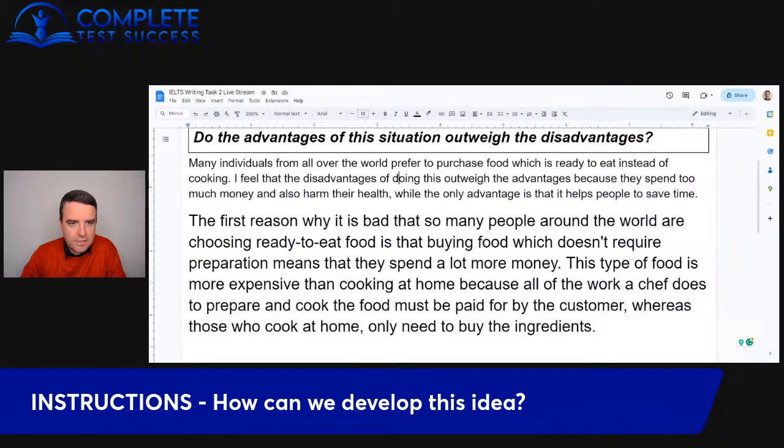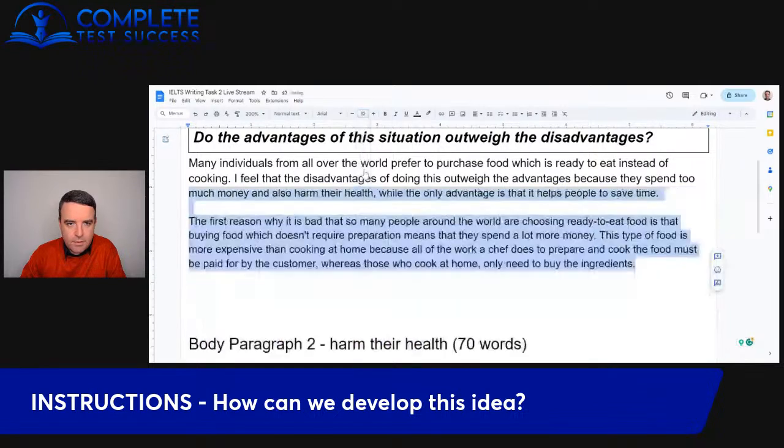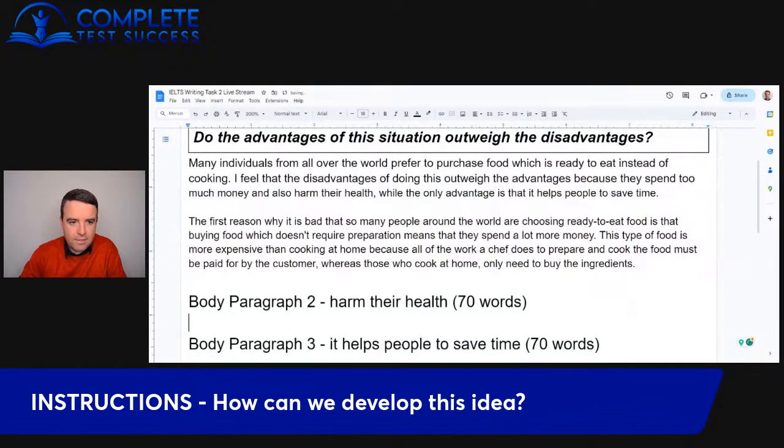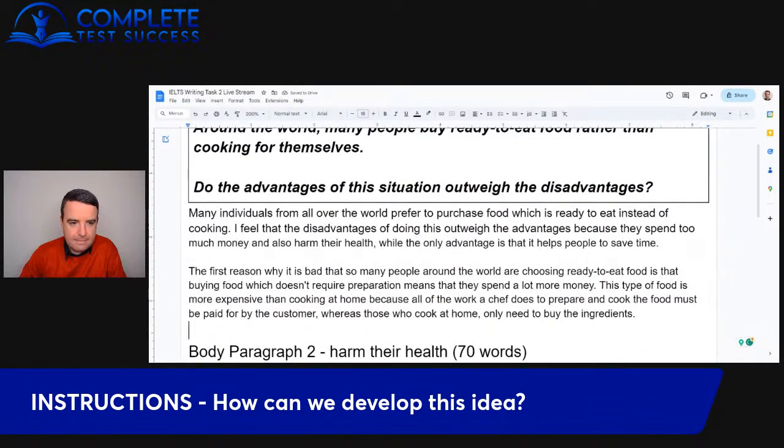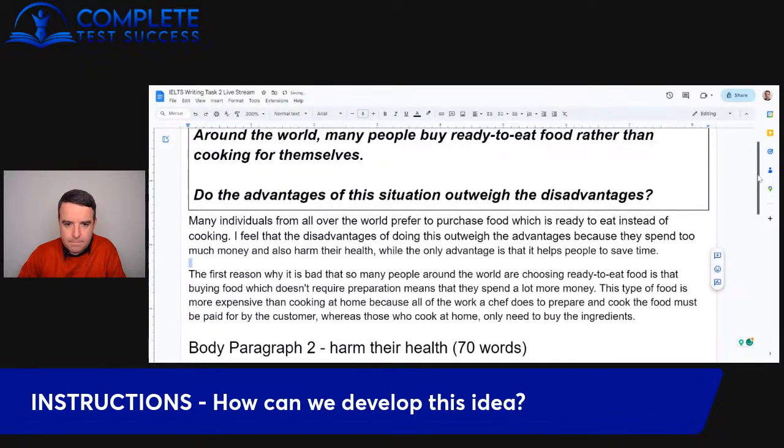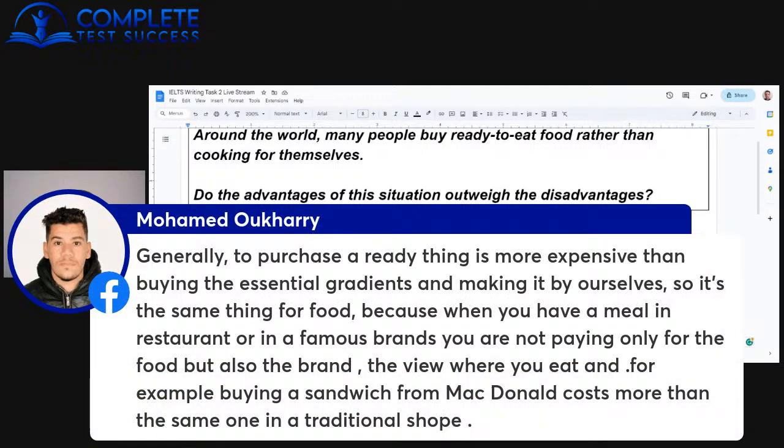And that, of course, brings us to the next body paragraph where we need to write about how this type of food is harmful for their health. Okay, so that then is the next task. Can you tell me how are we going to develop this paragraph? It is harmful to their health. Okay, Mohammed.